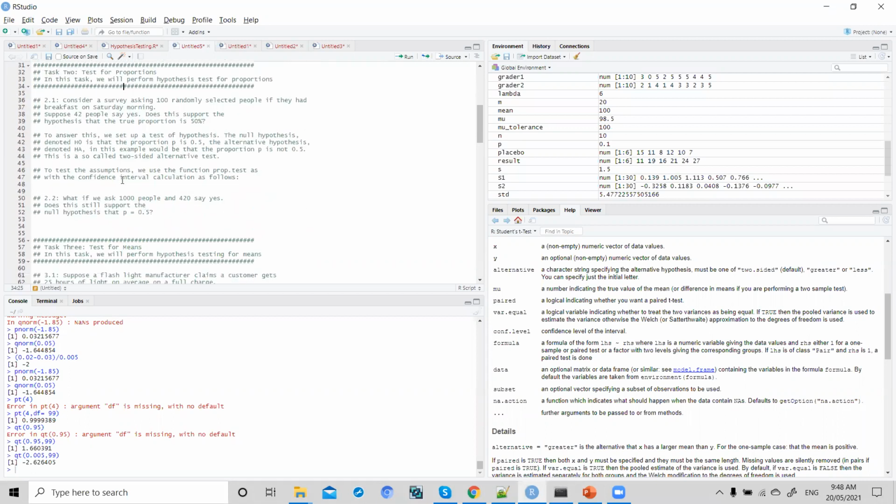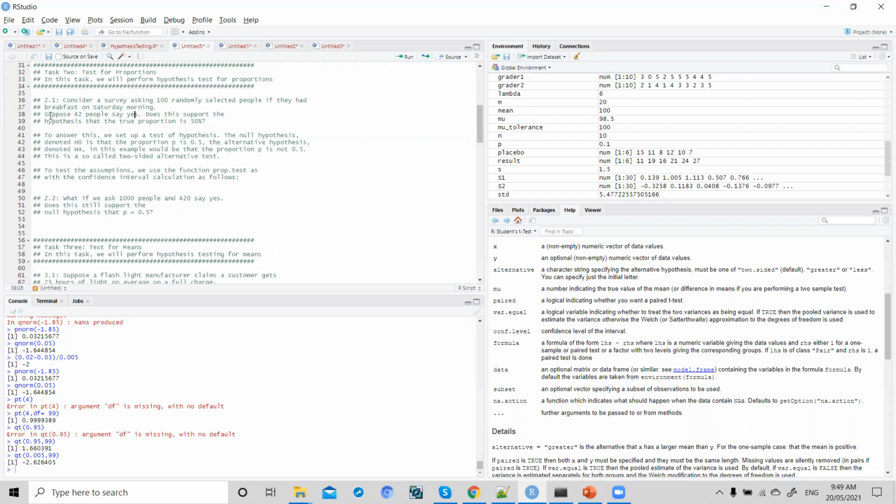So let's consider an example. Consider a survey asking 100 randomly selected people if they had breakfast on Sunday morning. This was the example which I told you previously. Suppose 42 people say yes.